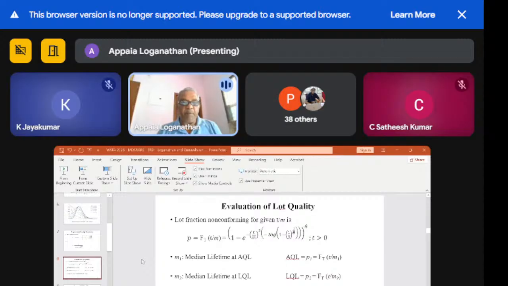Corresponding to the median lifetime prescribed by the producer's level, the AQL, the value of P1, is calculated using this equation. Similarly, corresponding to the median lifetime prescribed for the consumer's level, the value of LQL, that is P2, is evaluated from this equation corresponding to this M2. So for every given set of T, theta, M1, M2, we evaluate the AQL and LQL values for calculating the plan.